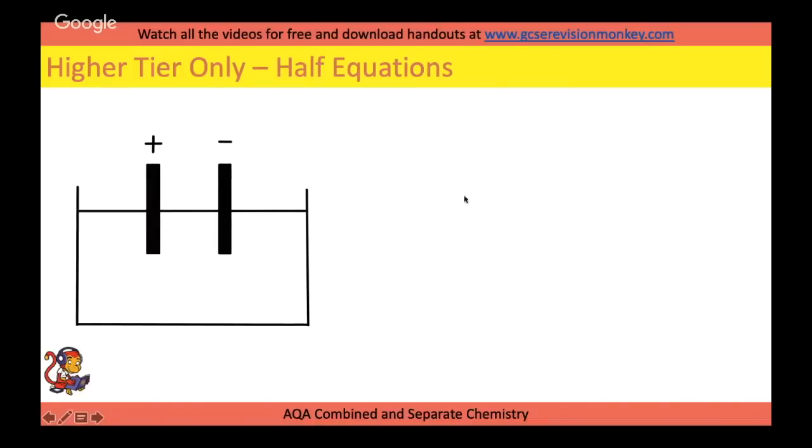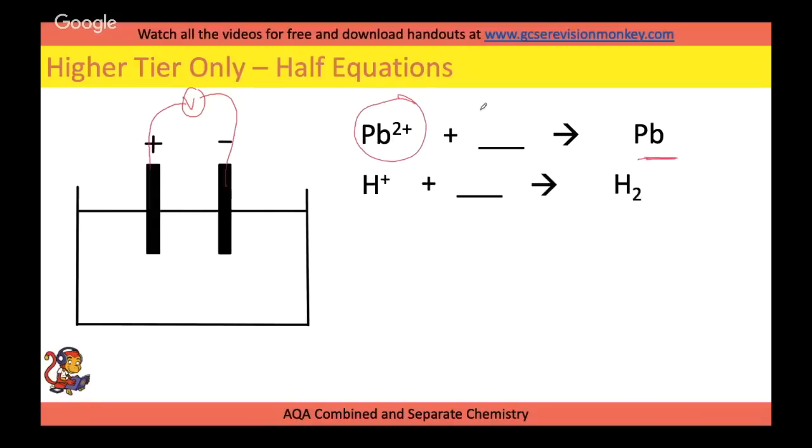Half equations then. I didn't talk about this when I talked about electrolysis because this is higher tier only. But when the ions are attracted to electrodes, they're going to either lose or gain electrons because this is attached to a power supply. So you're going to lose or gain electrons. So if you're a lead ion, to turn back into a lead atom, you must gain electrons. So 2 electrons because it's 2+. If you're a hydrogen ion, you need to gain electrons.